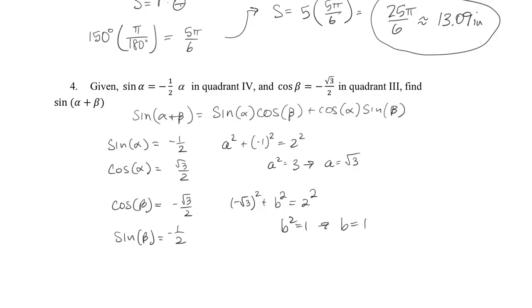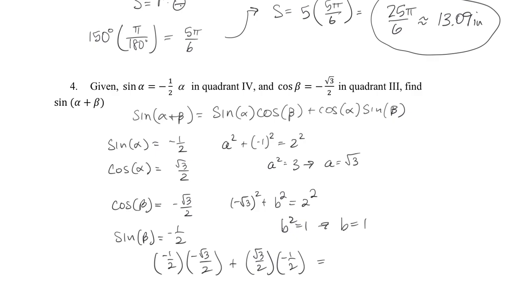So then we can use this formula here, this identity, and replace sine alpha and cosine beta and so forth with their values here. So sine alpha is -1/2. Cosine beta is negative root 3 over 2. Cosine alpha, positive root 3 over 2. And sine beta is -1/2.